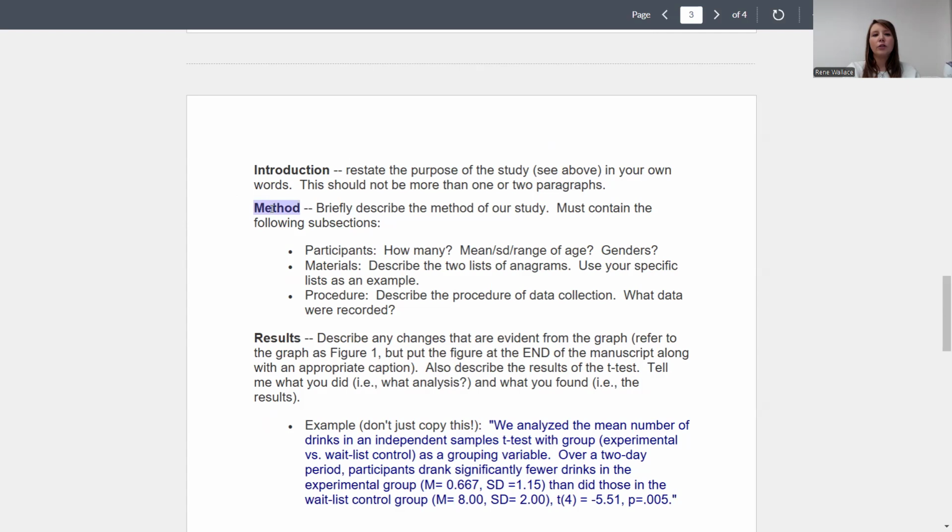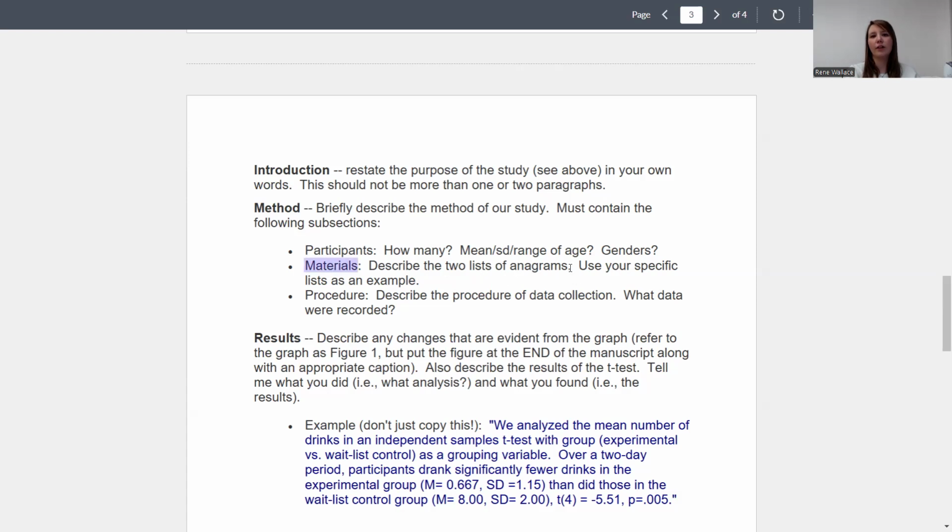The method is your second level 1 heading, and it has to contain these 3 level 2 headings underneath it. In participants, you should have how many, the mean, standard deviation, and age range, and the gender breakdown, how many males, how many females. I'm not going to show you how to do that in this video because I showed you how to do it in the last video. So either play around in JASP and see if you can figure it out yourself, or look back at the last video. Your second level 2 heading in the method section is materials.